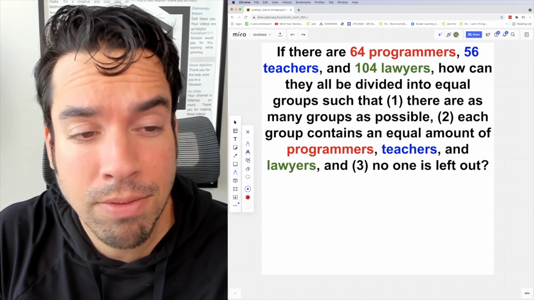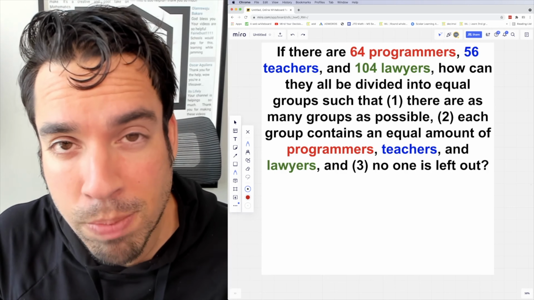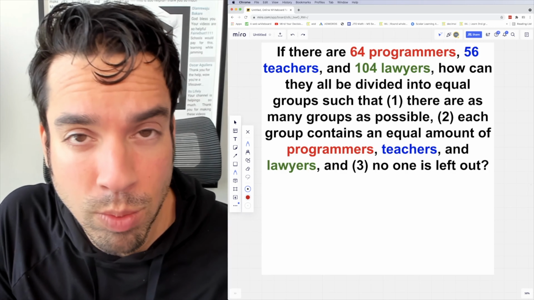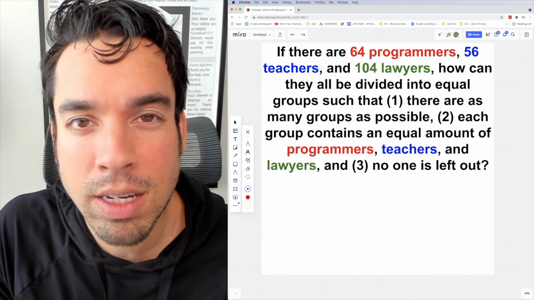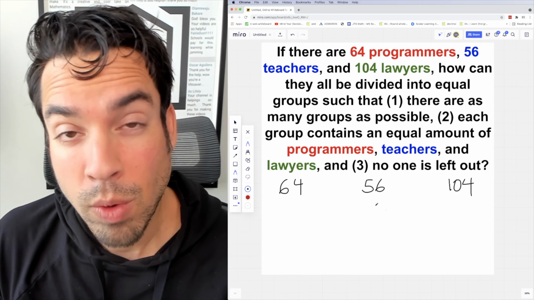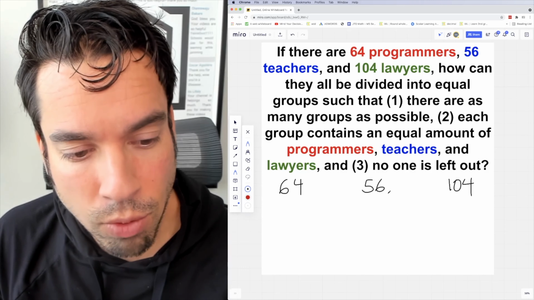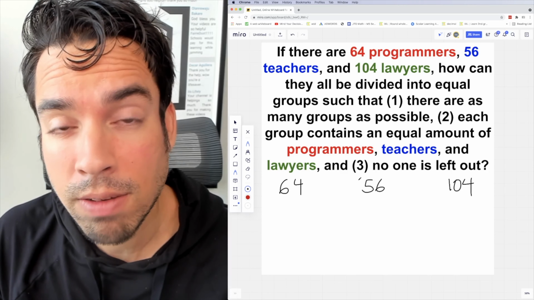So when we talk about dividing into as many groups as possible, what we're really talking about when we have different numbers of programmers, teachers, and lawyers is we're trying to find the greatest common factor. The way I'm going to find the greatest common factor of 64, 56, and 104 is by making factor trees.